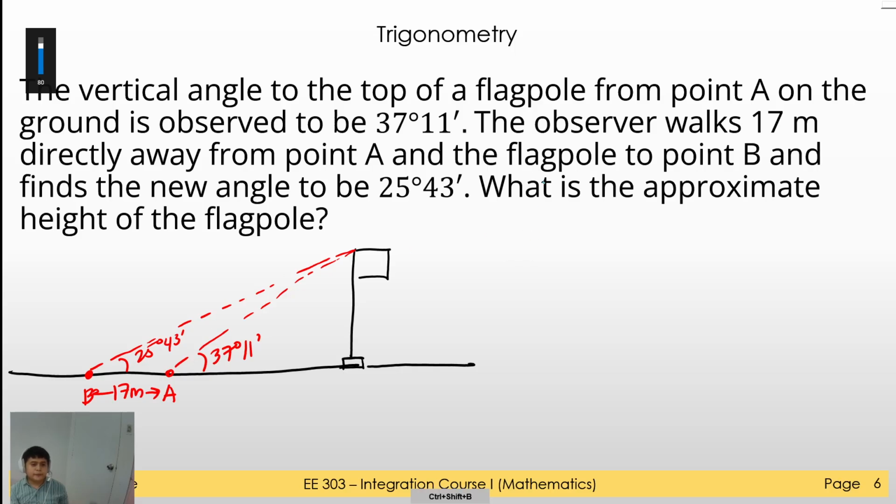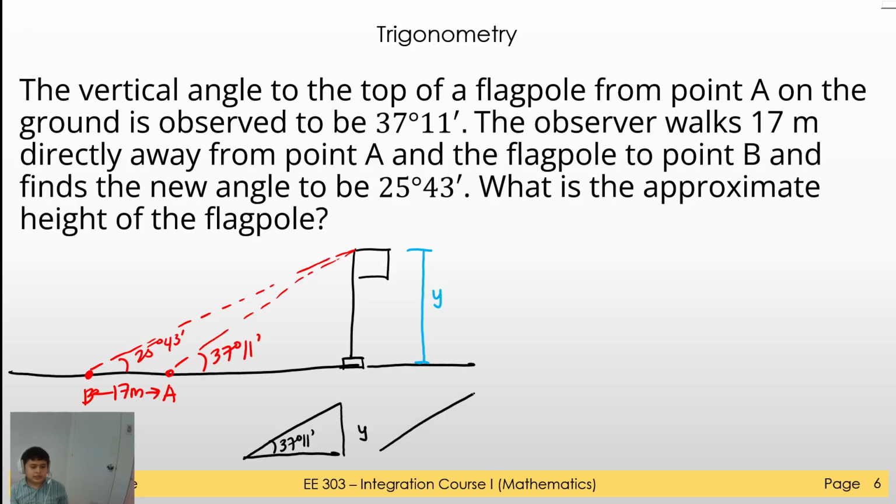So what can we see here? We have a triangle, we can form triangles here, and we want to find the approximate height of the flagpole. I will just call this Y for now. If you could imagine, we have two triangles. This is the first triangle: we have 37 degrees, 11 minutes, and this Y height. Another triangle is the less steep, longer one, which has an angle of 25 degrees, 43 minutes, and a height of Y.